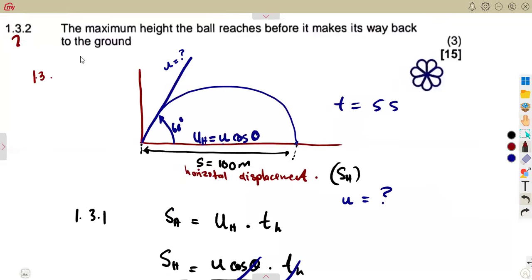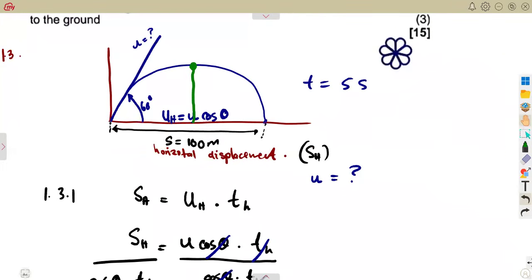Just go through the introductions. The maximum height the ball reaches before it makes its way back to the ground, meaning we are considering the maximum height at a certain point. It is going to reach the maximum height. And whenever you're talking about the maximum height, which height is this one? It's vertical, just like what we had with the horizontal displacement. So this is simply a vertical displacement that we are talking about. And I talked about this maximum height from the formula, that is 1.32.